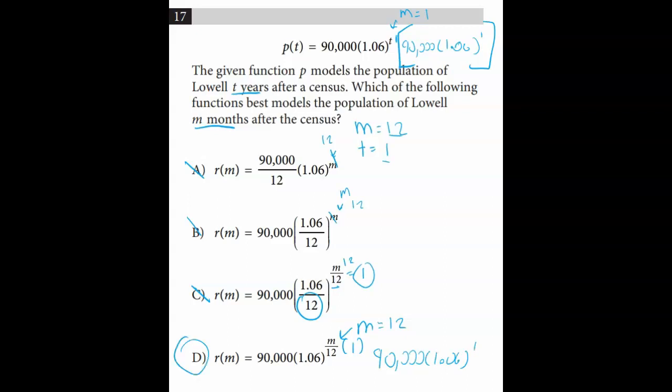And once again, the theory that I went through was if I put t equals 1, I get this equation. And so if 12m equals 1t, where can I plug in 12m that would get me the same exact equation because the same amount of time passed, 1 year or 12 months. And D is the only equation where I get the same exact answer. So D is the correct answer for 17.